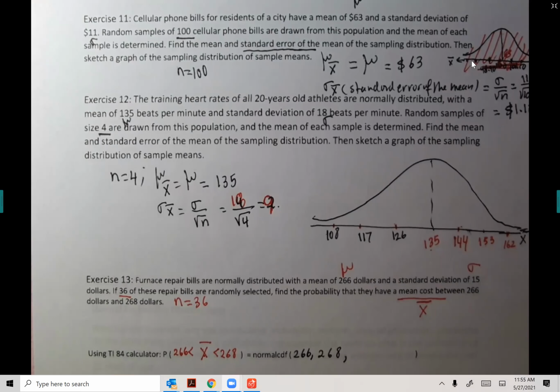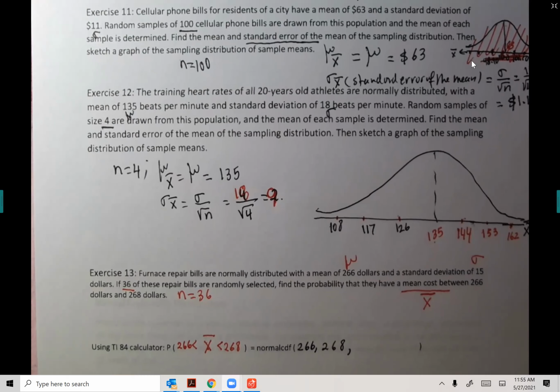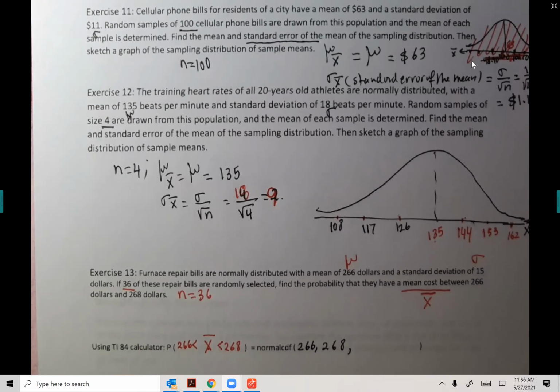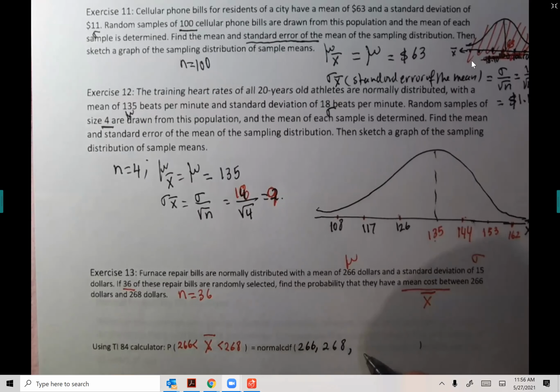Mean. Can someone tell me what to put in here? Is it the 266? 266, yeah, that's the mean. Okay. Last one. Can someone help me here? What do I put there? 15.